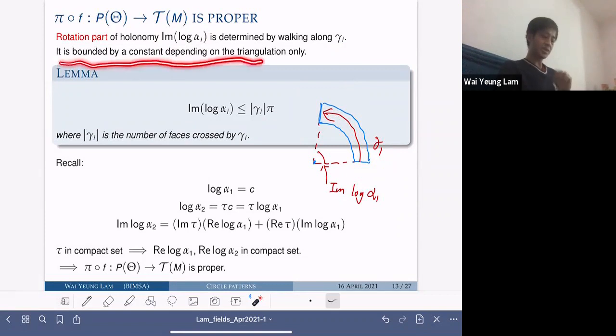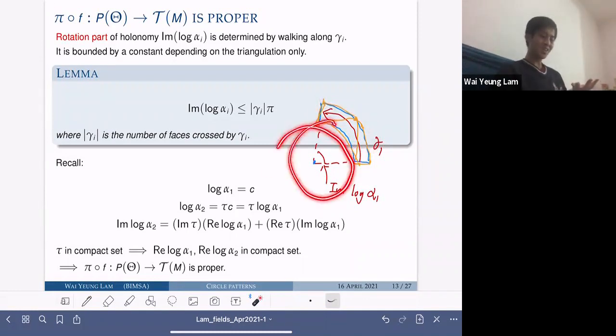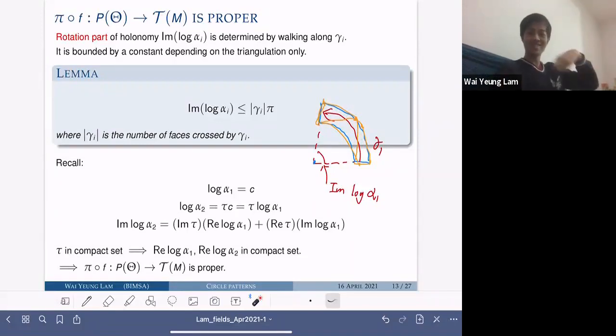And then the second thing is, this number is very nice. It is bounded by a constant depending on your triangulation only. The reason is very simple. Imagine you have a torus that consists of only 3 triangles, just something like this. Can this fundamental domain wrap around the origin, let's say 10 times? If you think about this, it is impossible, because we want this circle pattern to be Delaunay. The triangles are non-degenerate, and if you have just 3 triangles, how can you wrap around the origin 10 times? Impossible.